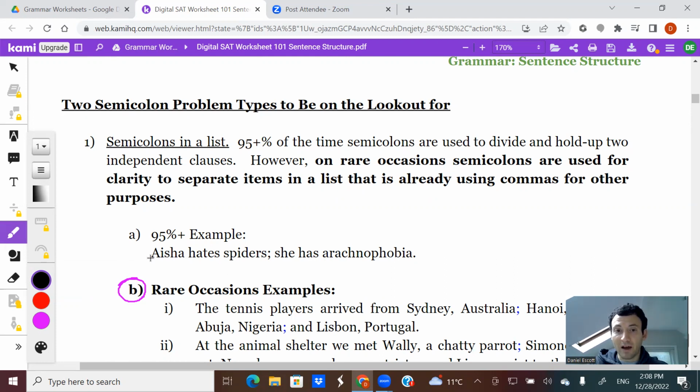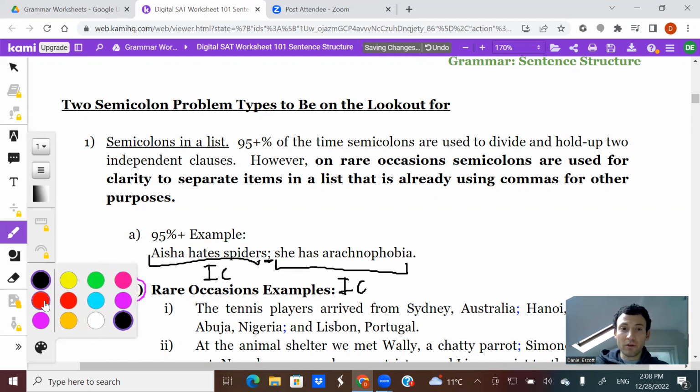But anyway, we have Aisha hates spiders. That's an independent clause. She has arachnophobia. That is an independent clause. So this is completely acceptable. We can hold these 2 up with the semicolon there. The other thing you could do, and I'll show you more on this later, is you can have 2 independent clauses and then you put what's called a conjunctive adverb here. So I'll give you another example.